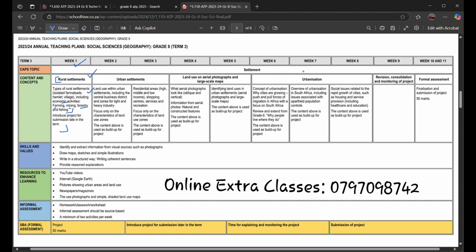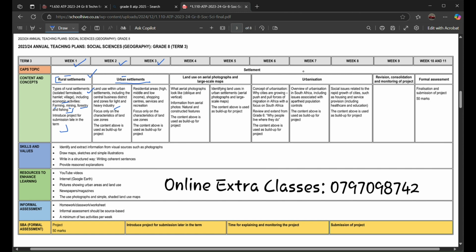And if we move to week 2 and week 3, we will be covering one topic, meaning that the topic that we'll be covering under week 2, we will also be covering under week 3. And the topic is called urban settlement. So if you check carefully, you can see that we start with rural and then we come to urban. Okay, so under urban settlement, we will start by understanding the land use within urban settlements, and this may include the central business district and zones for light and heavy industry.